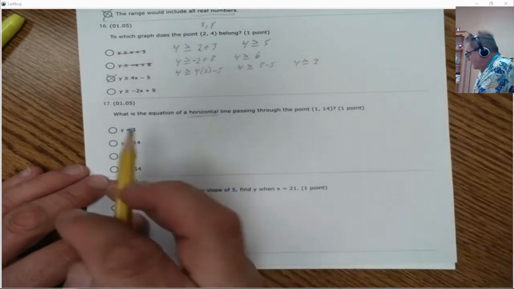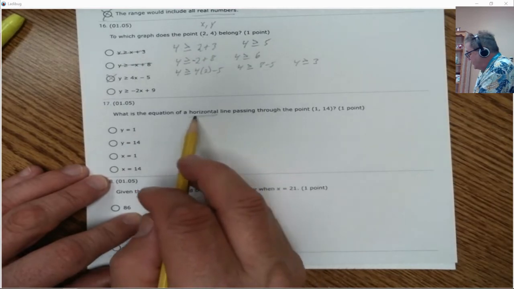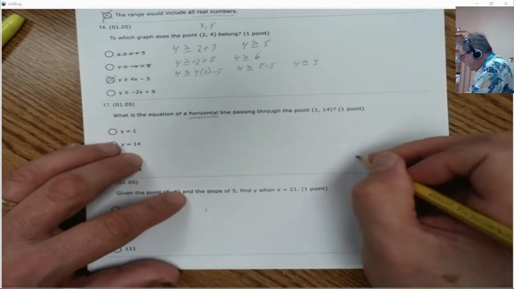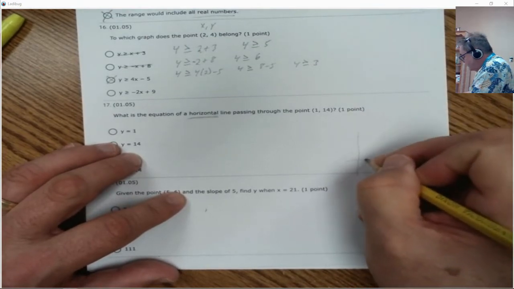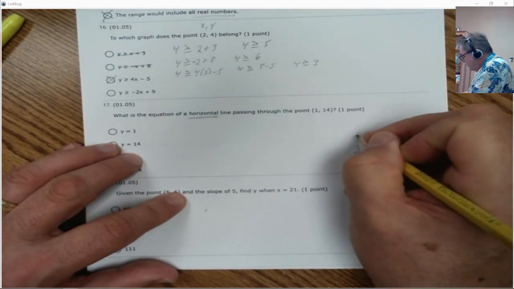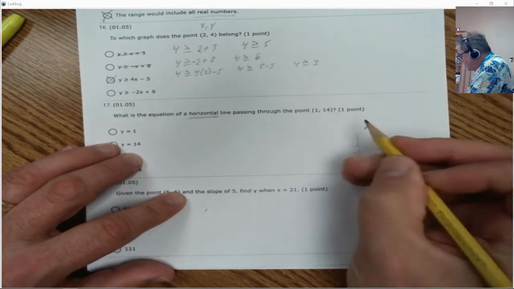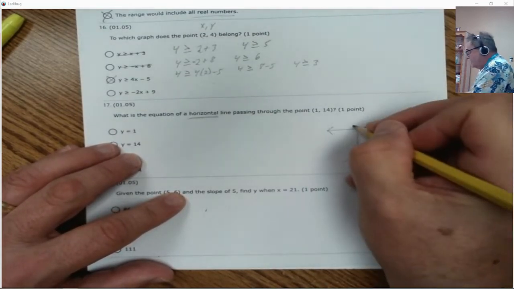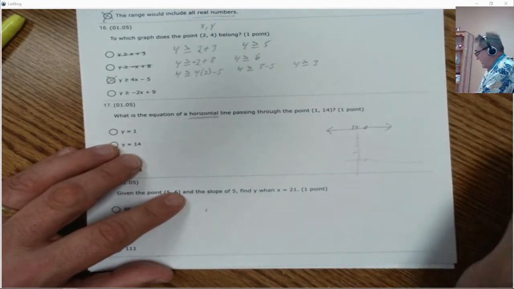What is the equation of a horizontal line passing through the point (1, 14)? If you have the graph and you have the point (1, 14), way up here at 14, and the horizontal line is going through there, up here at 14, what does that graph look like?